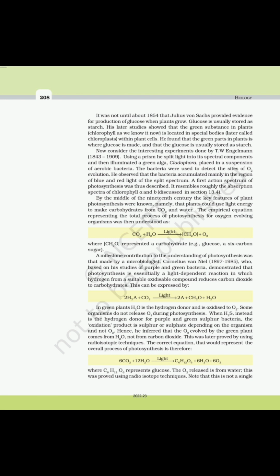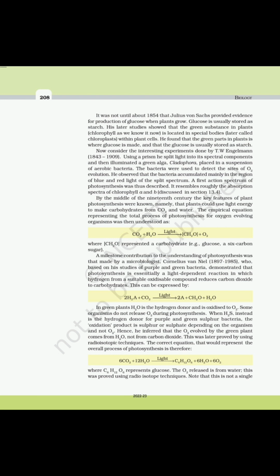A milestone contribution to the understanding of photosynthesis was that made by a microbiologist, Cornelius van Niel, 1897–1985, who, based on his studies of purple and green bacteria, demonstrated that photosynthesis is essentially a light-dependent reaction in which hydrogen from a suitable oxidizable compound reduces carbon dioxide to carbohydrates. This can be expressed by 2H2A + CO2 → (light) 2A + CH2O + H2O.